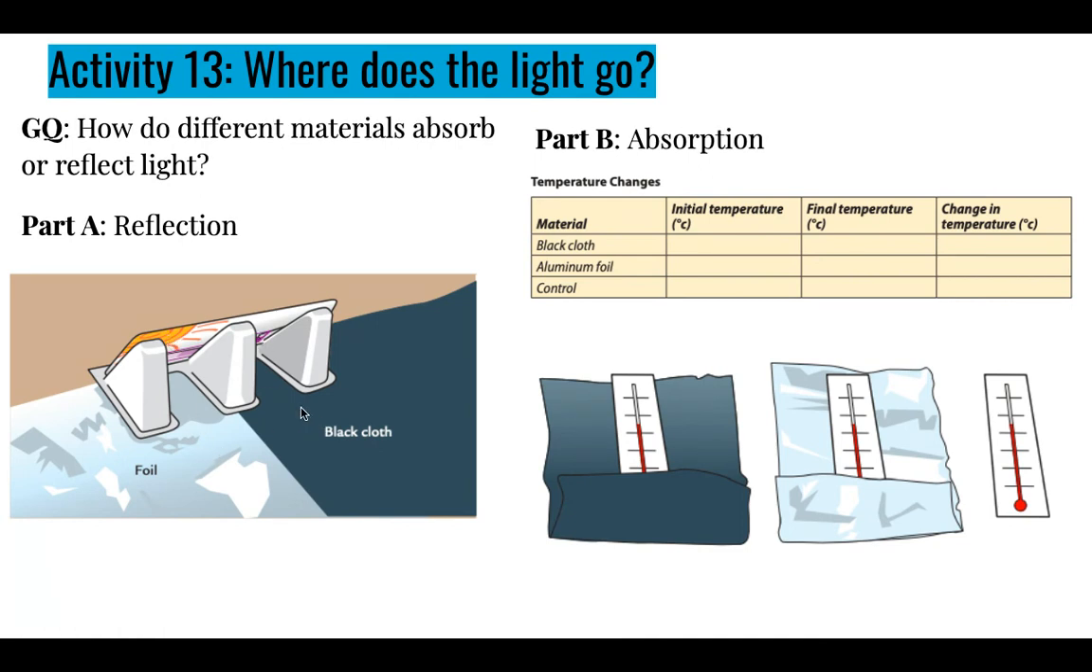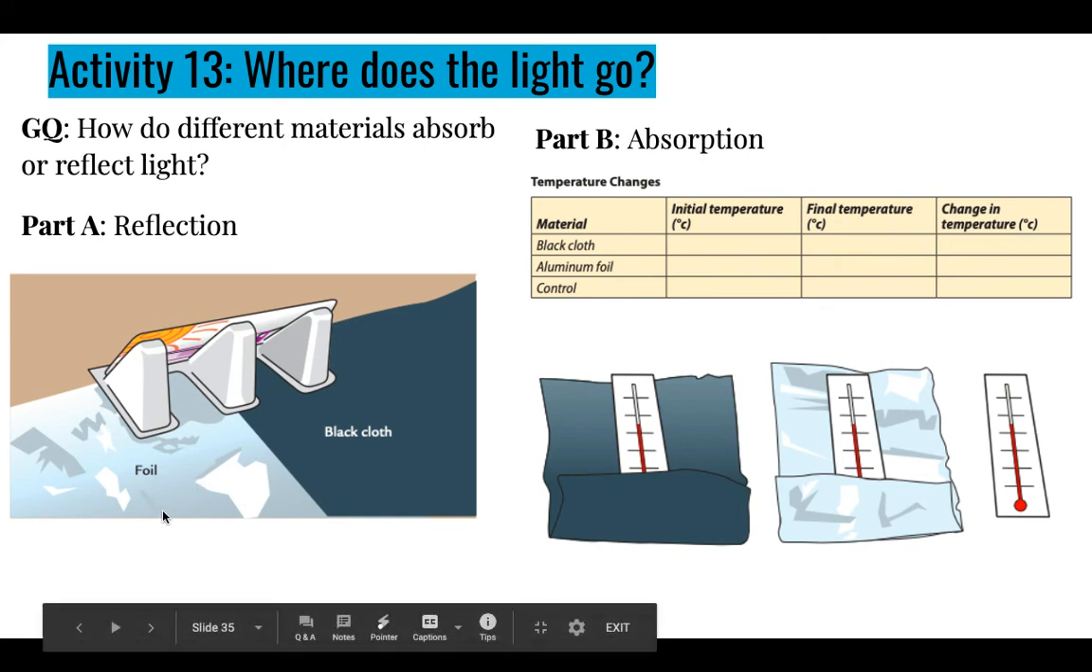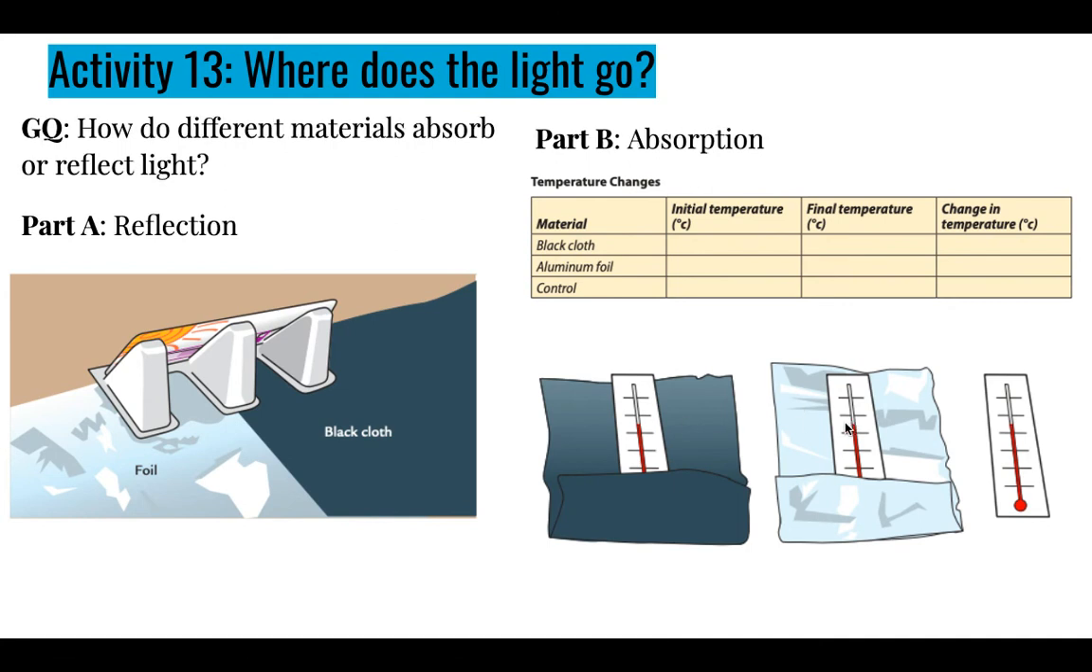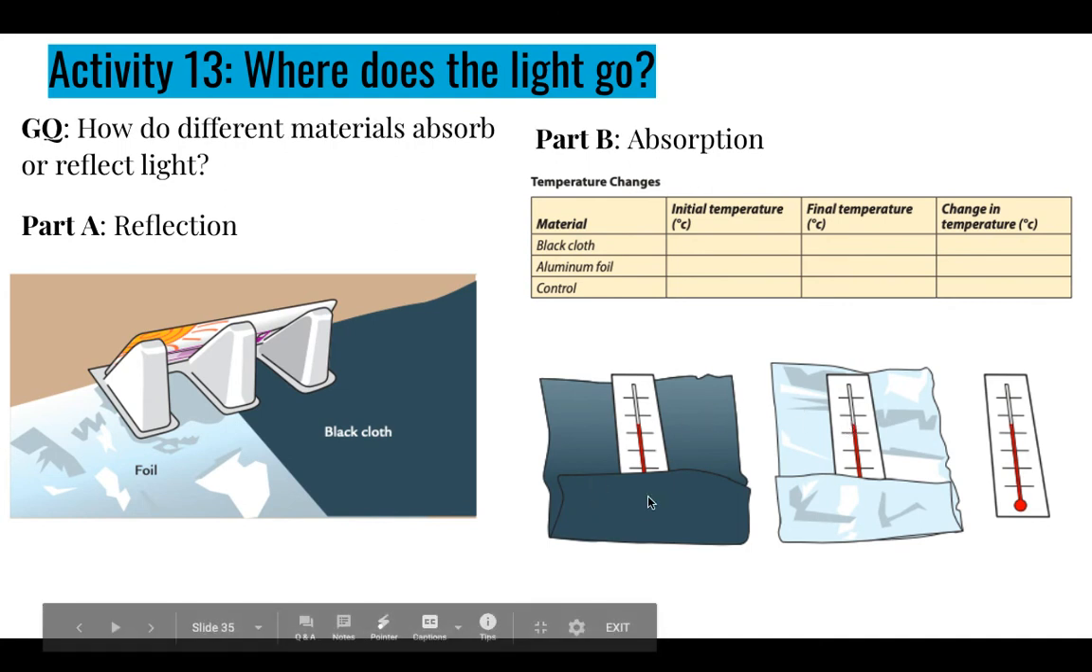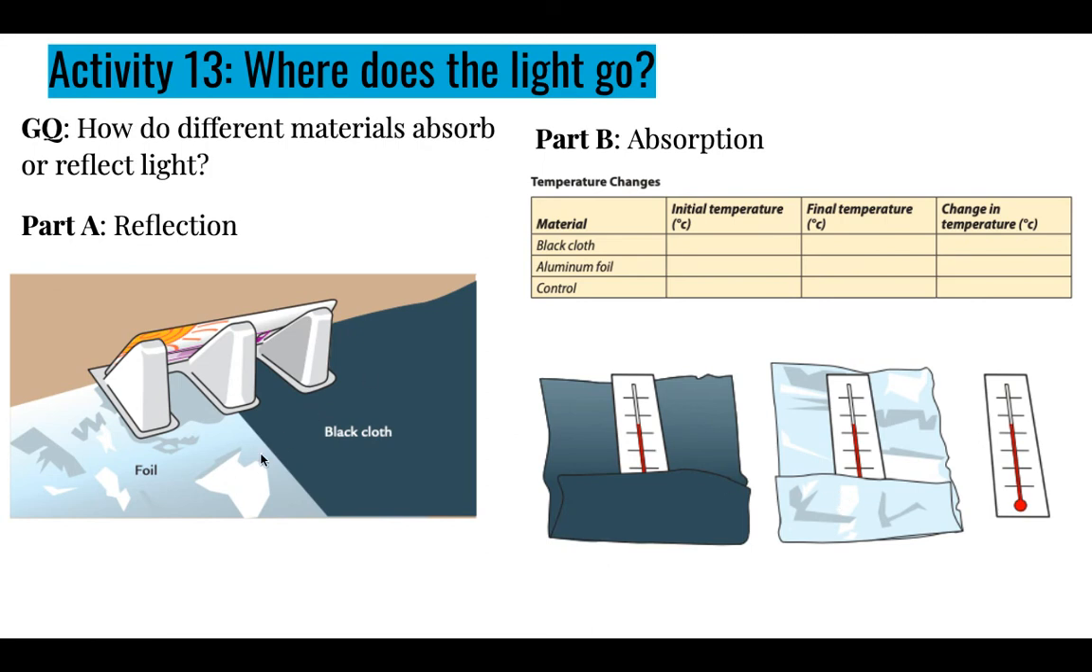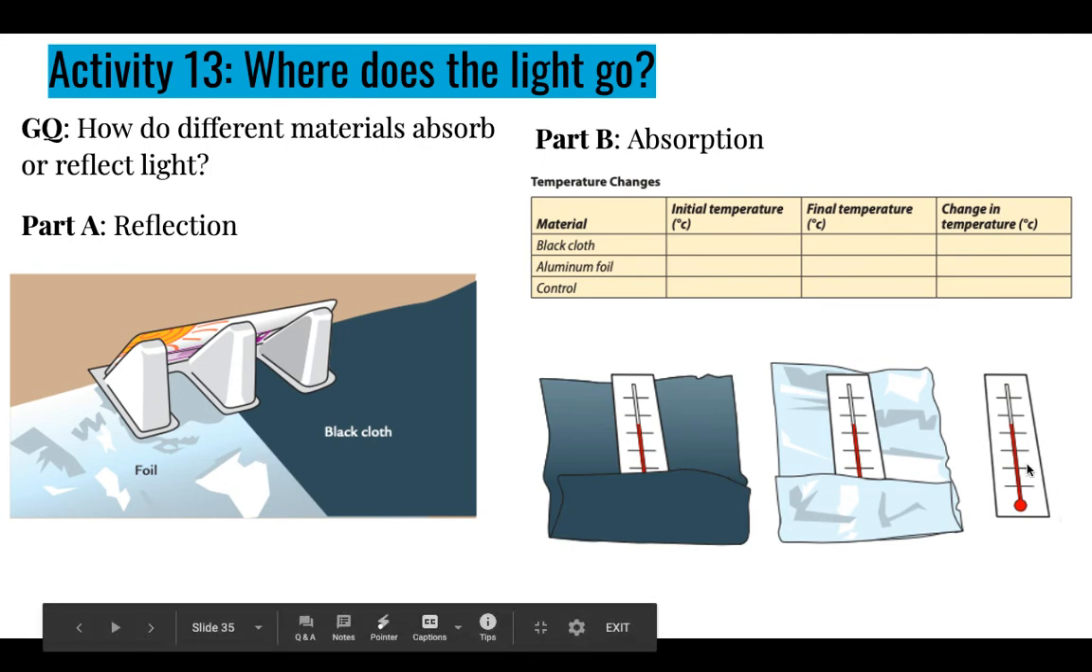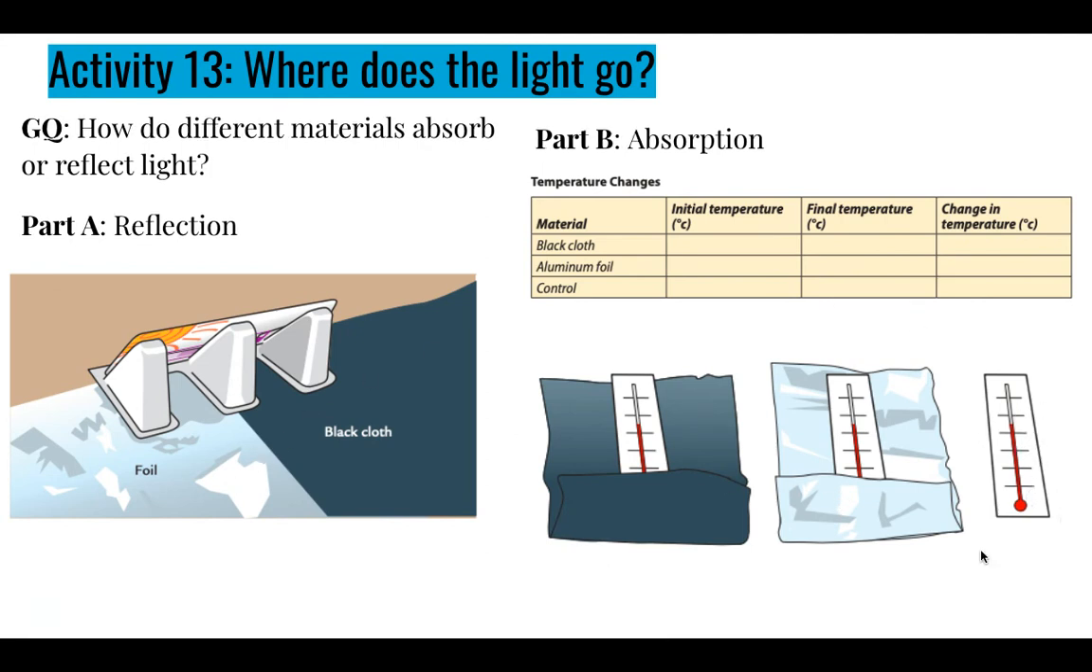And so when it hit the black cloth, would it bounce back and change the UV? When it hit the foil, would it bounce back? And so which of these would bounce back and change the UV more? And then we looked at the same with the temperature. We had a black cloth, and so which one absorbs the UV, which one reflects the UV? And then, of course, we had a regular temperature for a control.